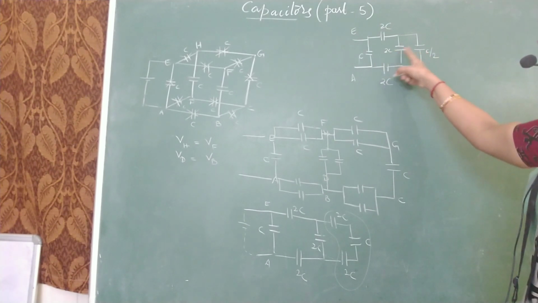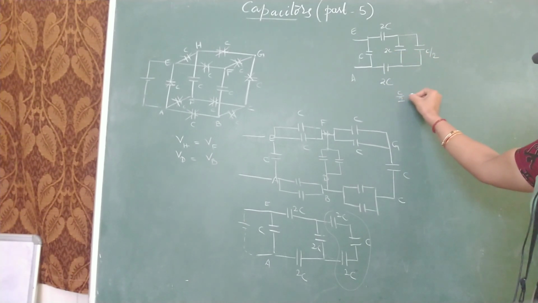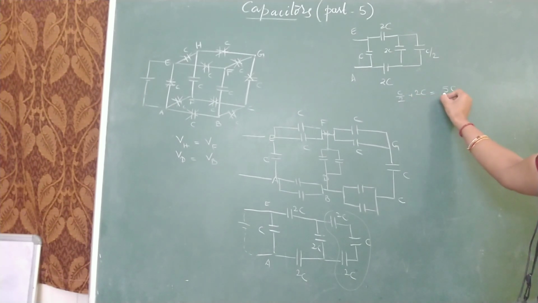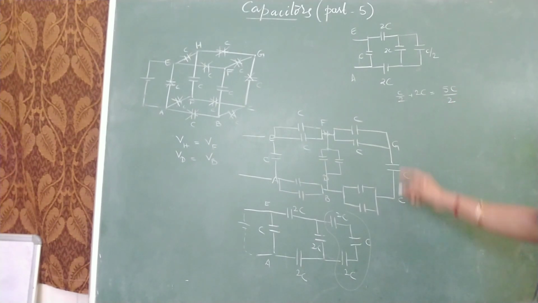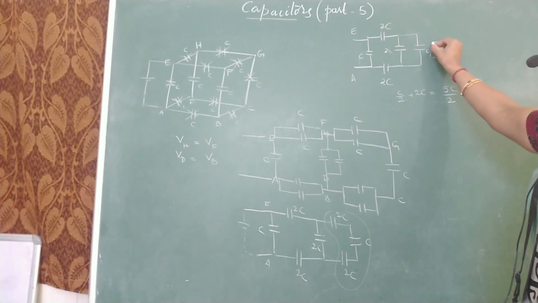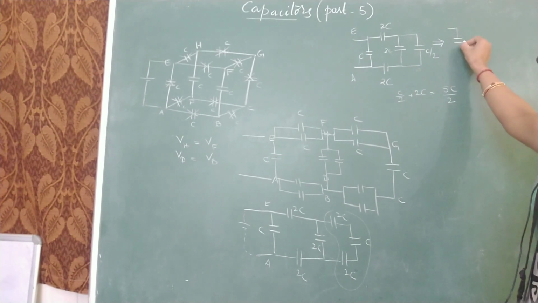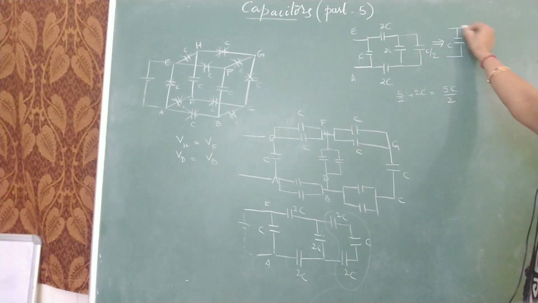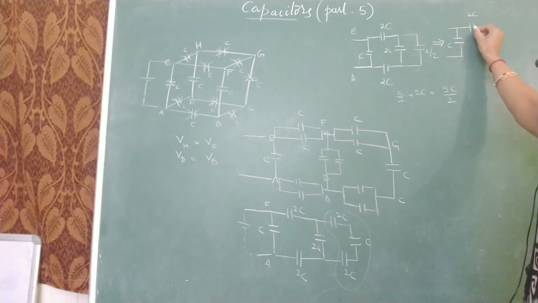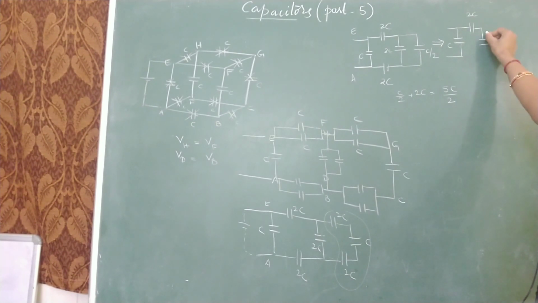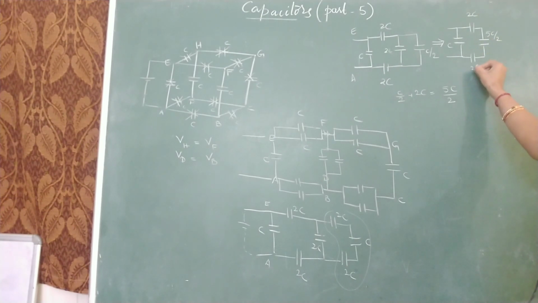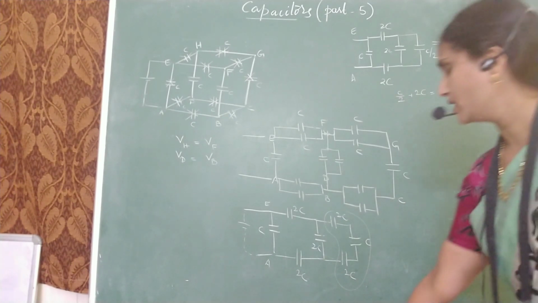C by 2 is in parallel to 2C. So C by 2 plus 2C becomes 5C by 2. So I can replace this with 5C by 2. C, 2C, 5C by 2 and 2C. Now I think it is possible to simplify it further. These three are in series, parallel to C. Last one more step.